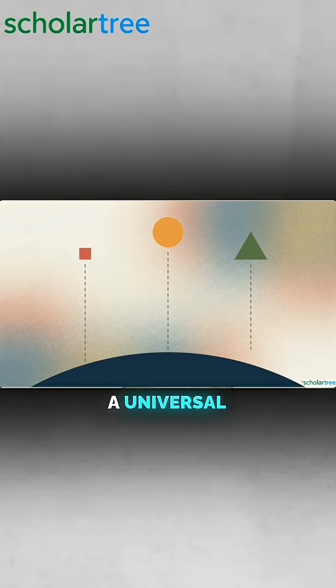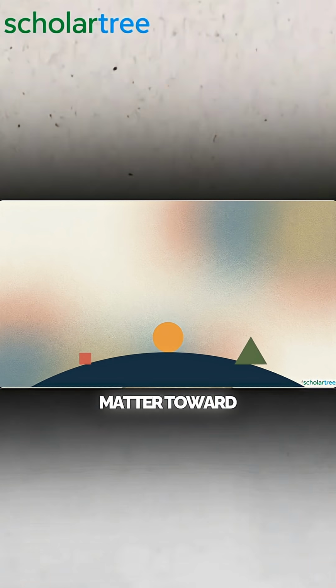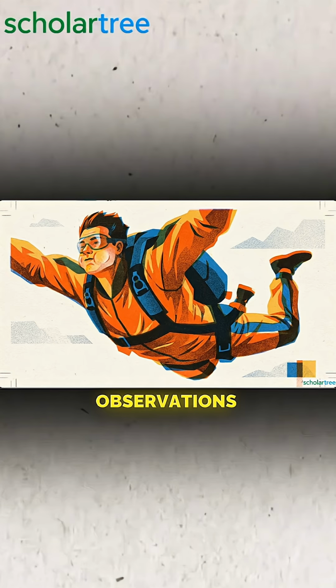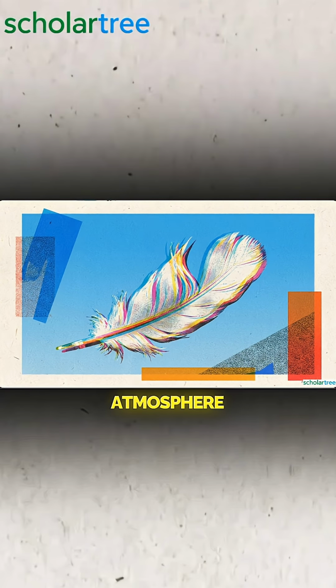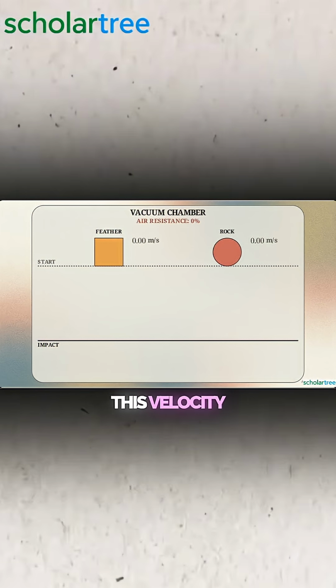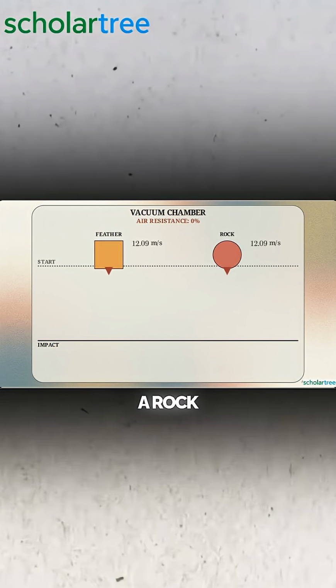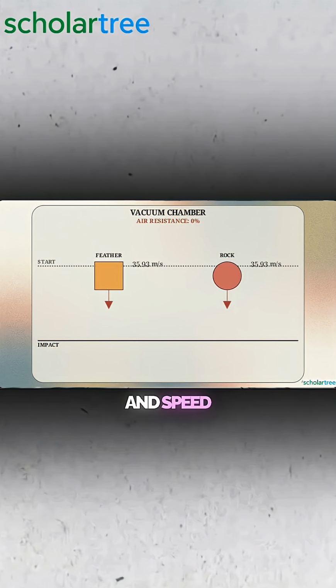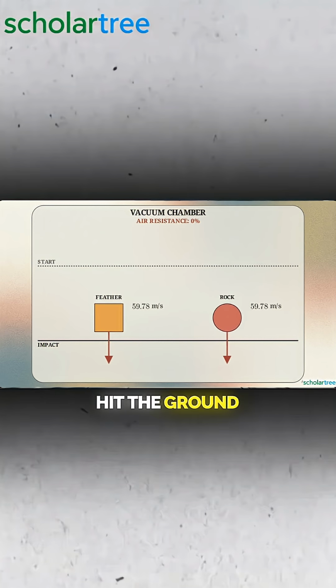Gravity serves as a universal equalizer, pulling all matter toward Earth at the same rate. Our daily observations of falling objects are skewed by air resistance. Lighter objects are caught by the atmosphere, creating the illusion that weight determines falling speed. Inside a pure vacuum, the rules become absolute. This velocity chart shows a feather and a rock falling in sync, their velocity vectors and speed counters remaining identical until they hit the ground.